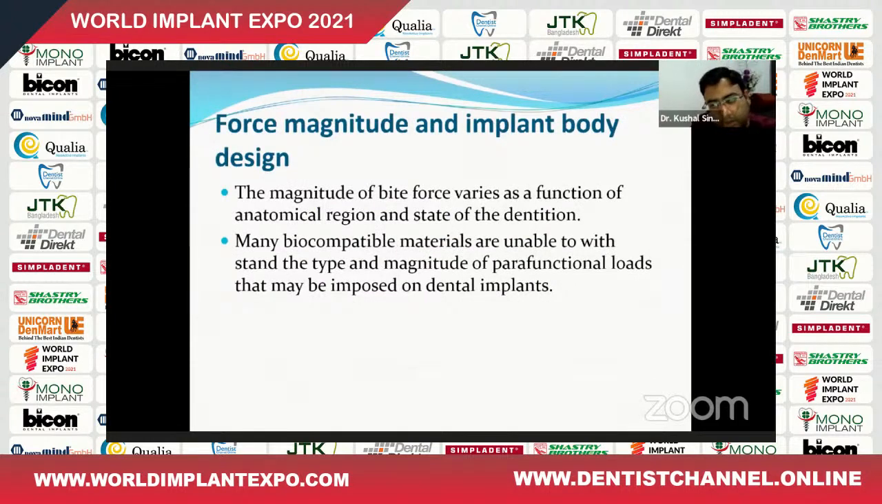Now the force magnitude in the implant body design. The magnitude of bite force varies as a function of anatomical region and state of the dentition. Many biocompatible materials are unable to withstand the magnitude of parafunctional loads that may be imposed on the dental implants.